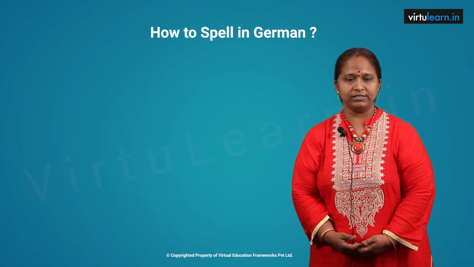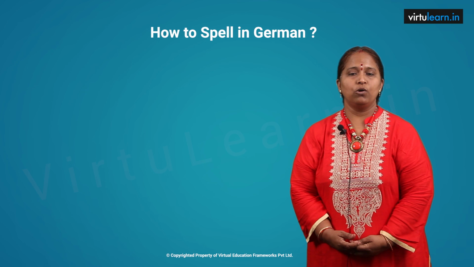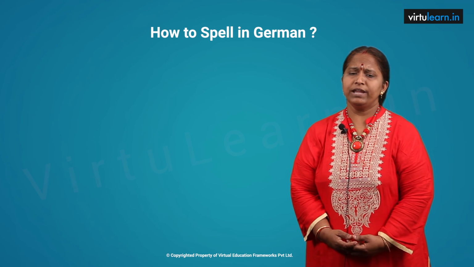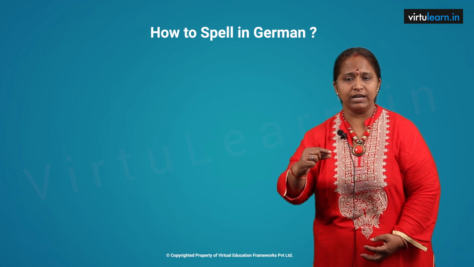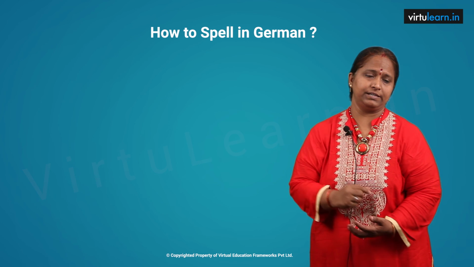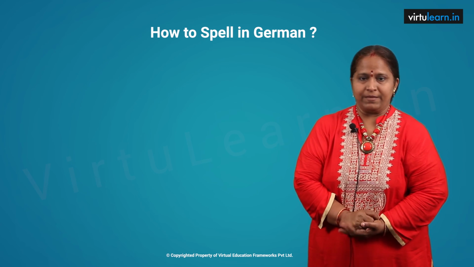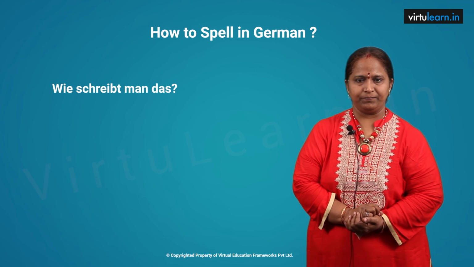So let us look at some examples and then follow our sequence of calling out the spellings. In this case, you need to spell out the word individually, every letter individually for the person to understand. So wie schreibt man das?